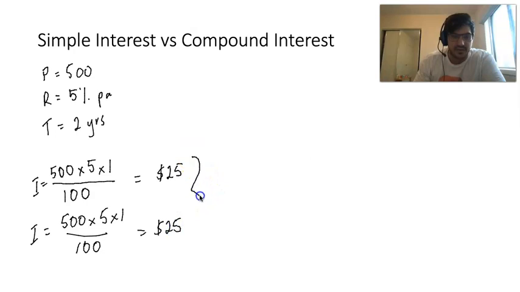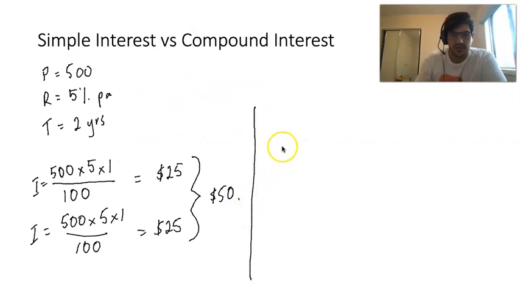Now when we ask, well, how much interest did we earn over the life of the investment? Well, it's simple. 25 plus 25 is 50. We got $50 out of our investment of 500 in this account. And that was the simple interest version. If we use compound interest, the principal is going to change.